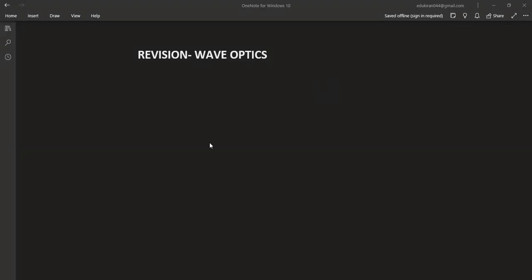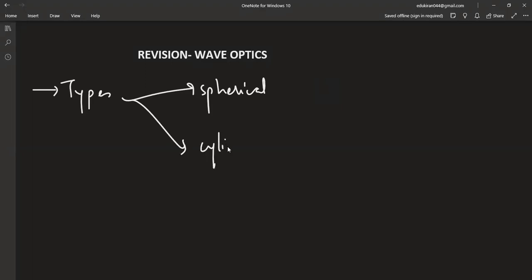So in wave optics, the first topic that comes is the types of wavefront. You should be aware of the three types of wavefront because that is asked in the exam. You should be aware of the spherical wavefronts, the cylindrical wavefronts, and then the plane wavefronts. This comes separately to write in the exam. And then it also comes to draw the converging wavefront and the diverging wavefronts. For the spherical, that wavefront also comes.